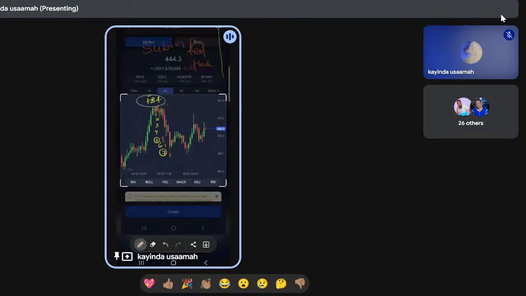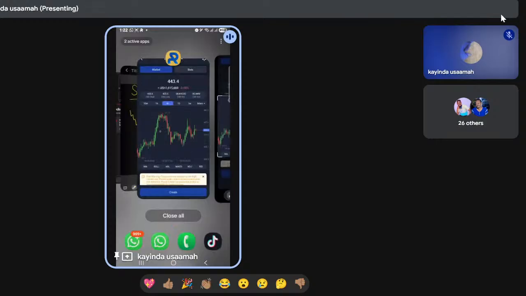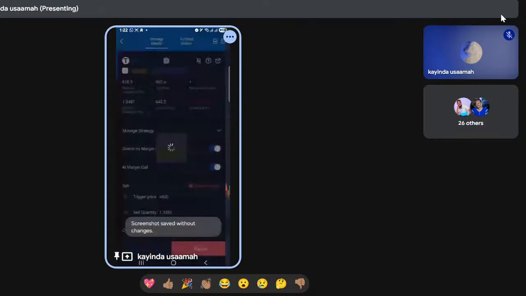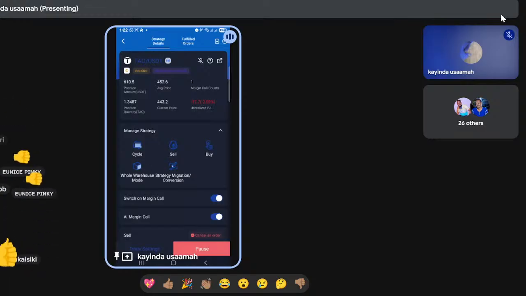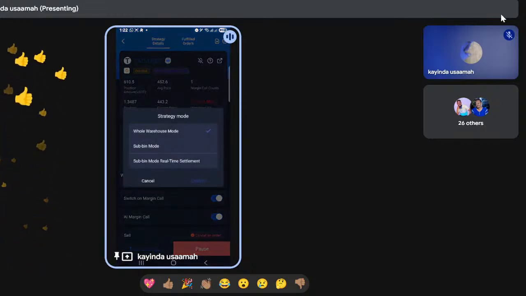I think we have understood the modes now. Have we understood these modes? The warehouse, the sub-bin, and the sub-bin real-time settlement. I advise you highly to use whichever suits your strategy. If your strategy is warehouse, good. If your strategy is sub-bin real-time settlement, good. All strategies are good depending on the market.